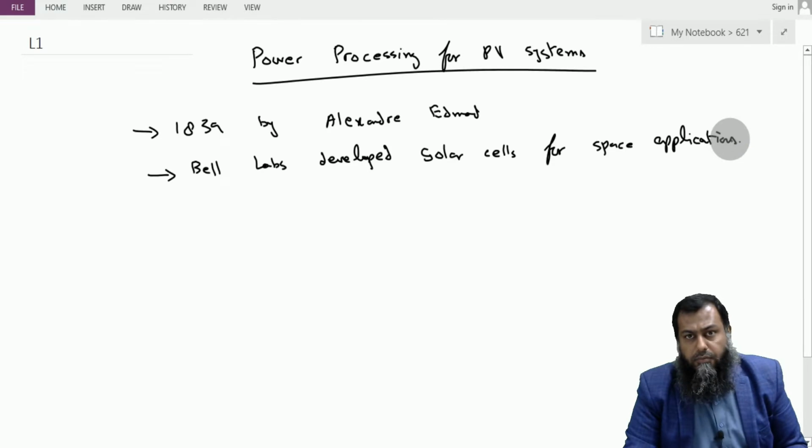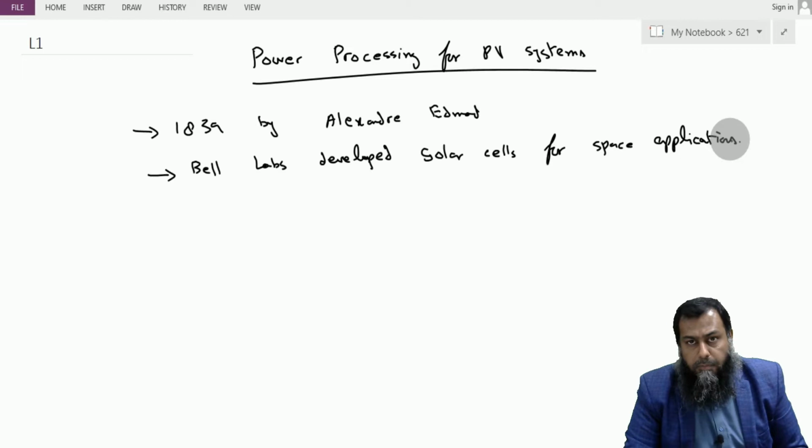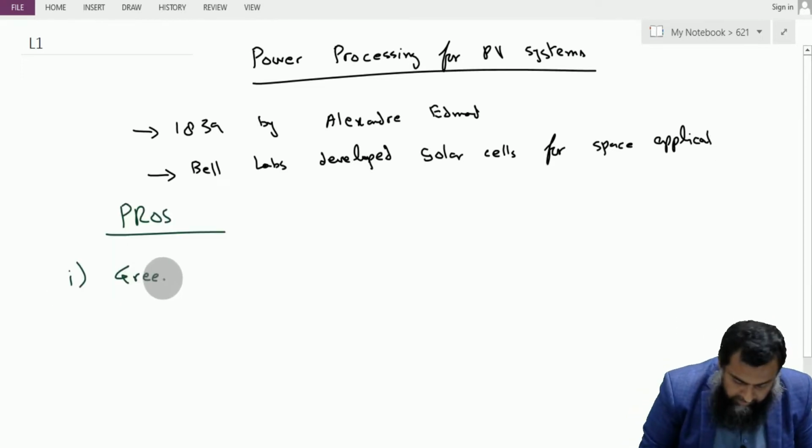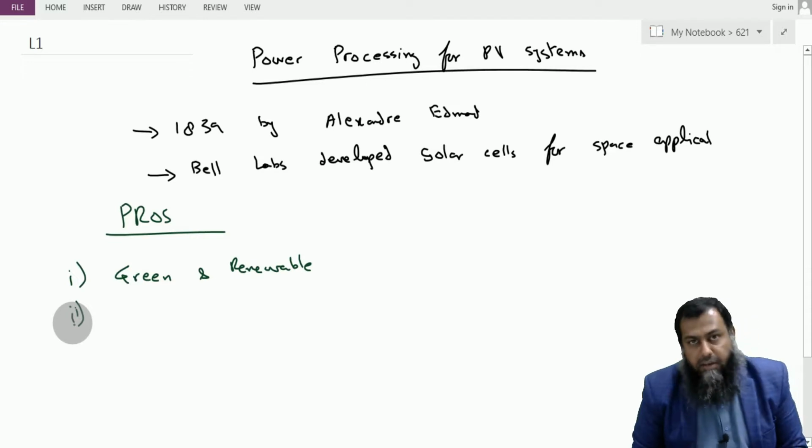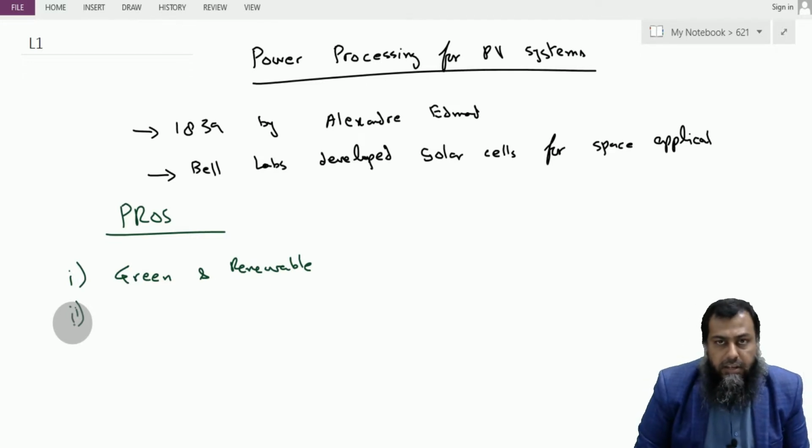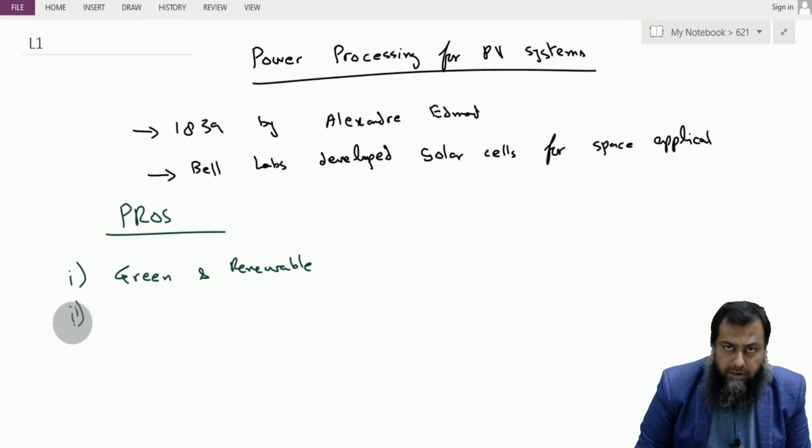Over the last couple of decades, the production of solar photovoltaic has seen tremendous growth because of various advantages associated with this particular technology. The first is that it is a green and renewable source. It does not have any moving part, which makes it a static device, and the technology is based on semiconductor materials, and therefore it is free of any kind of noise, which is quite a common problem in thermal power plants and other sorts of power plants.